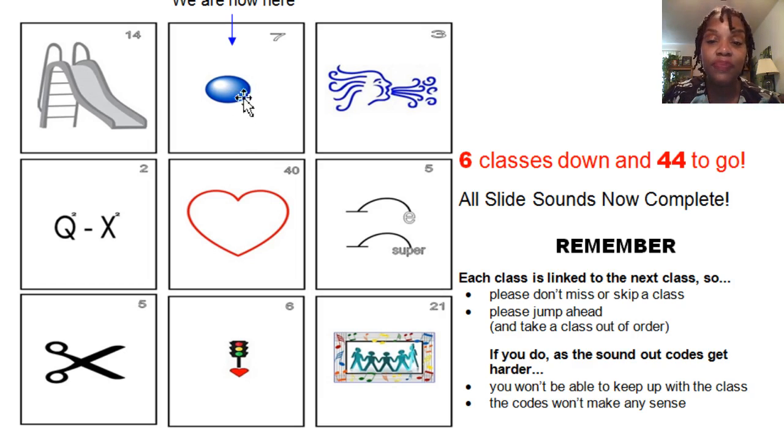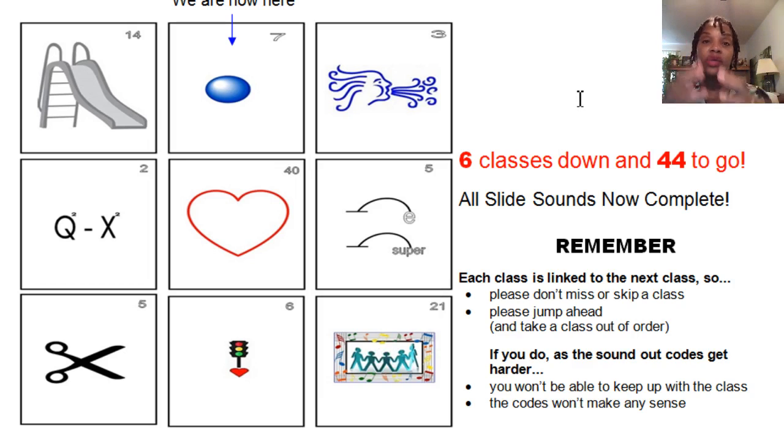But before we get there, we've taken 6 classes, right? We've only got 44 more classes to go, right? So here's the letter sound codes map, right? So we're going to start right here. Our goal is to get right here, right?